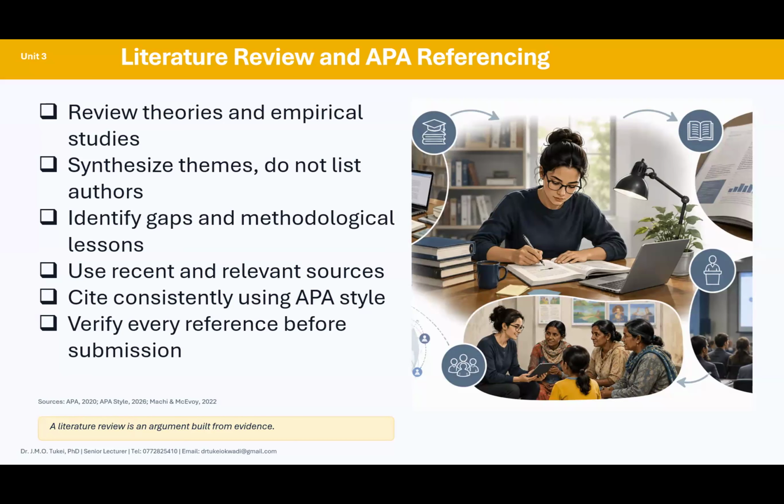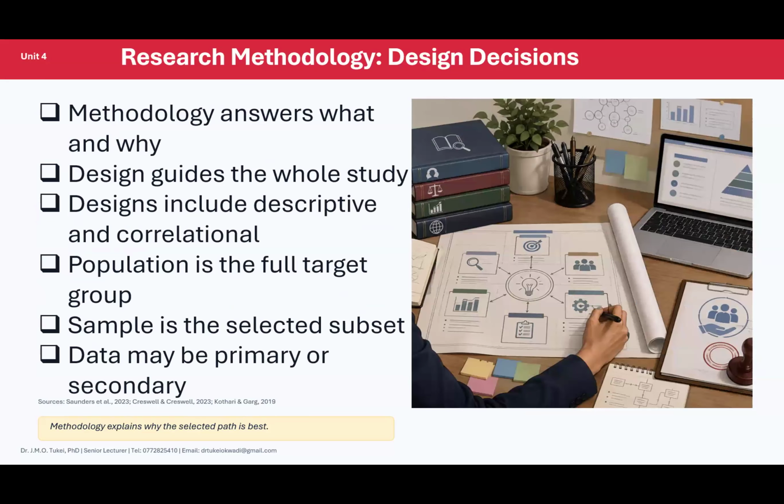Colleagues, I want to engage you. What's the difference between a literature summary and a literature thesis? The key message here is a literature review builds an argument from evidence and reveals what we call the study's contribution. Very key and very important.